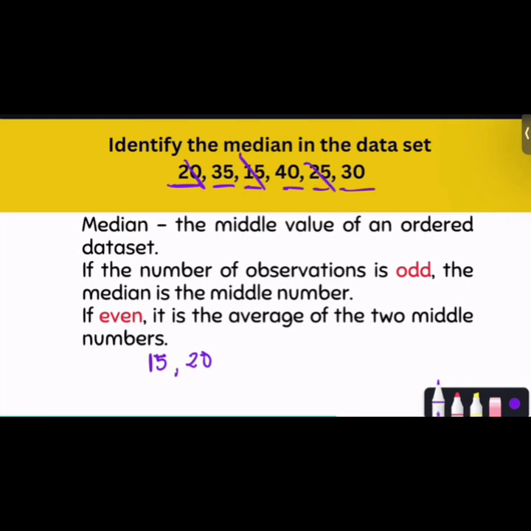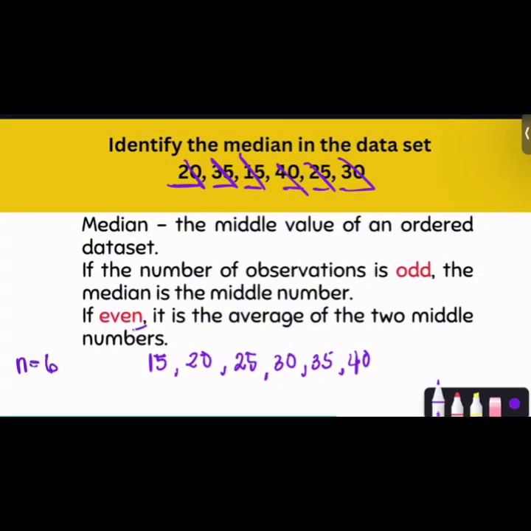Next is 25, followed by 30. Then 35, and last is 40. So we have 1, 2, 3, 4, 5, 6. So our data set is 6, so the number of observations is 6.